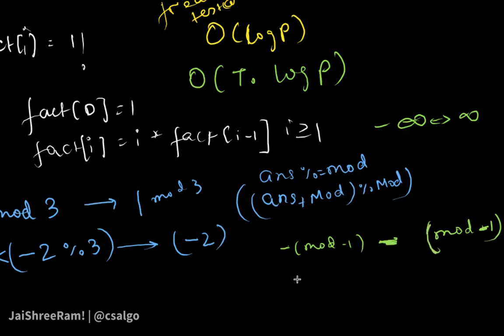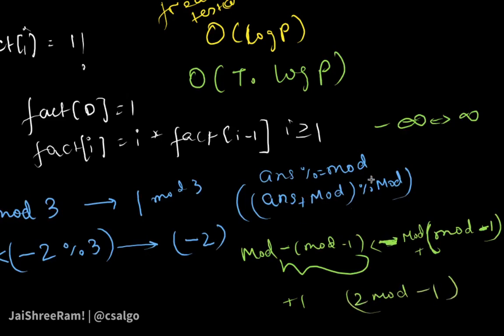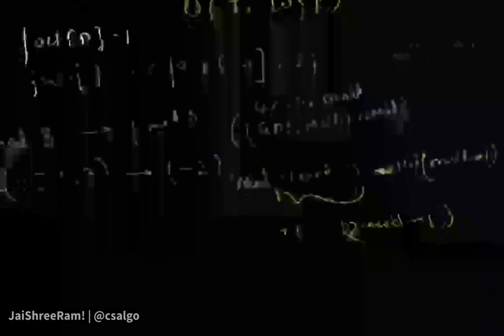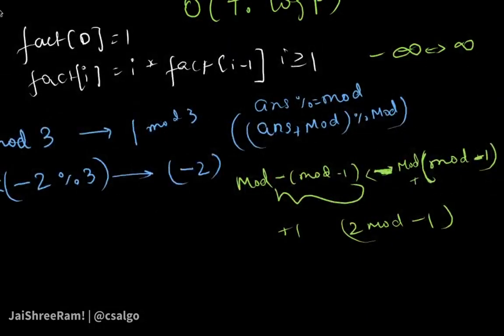Now if you add mod to both sides, this will become plus 1 and this will become 2 times mod minus 1, right? And if you then take the final mod, something from here can become 0, so we write 0 to mod minus 1, right? Any value can be there. So you finally reduce things to the range 0 to mod minus 1.